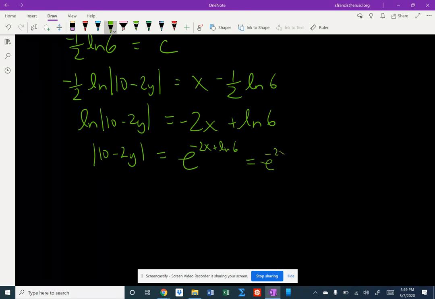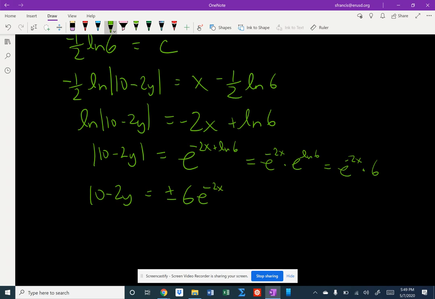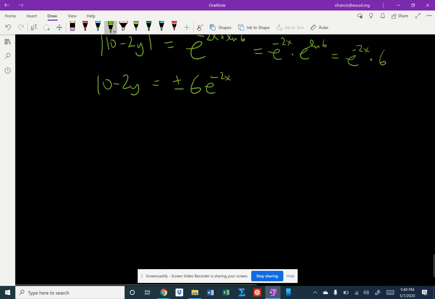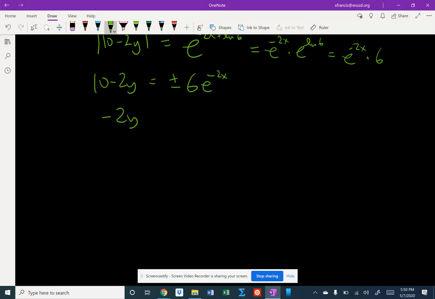Just as a reminder, this could be written as this, which could be written as e to the negative 2x times 6. Okay, so 10 minus 2y is going to be plus or minus 6 e to the negative 2x. And then start solving for y. So negative 10 plus or minus 6 e to the negative 2x, or you can put the minus 10 at the end, it does not matter. So solve for y, divide by negative 2, so I get a positive 5. A minus plus if you want to get technical, but it wouldn't really matter. They wouldn't penalize you. They penalize you for putting a 6 when there should be a 3.